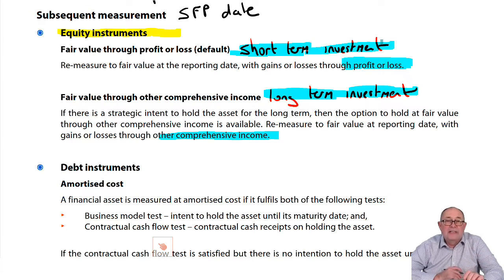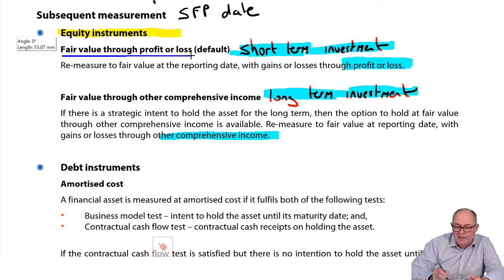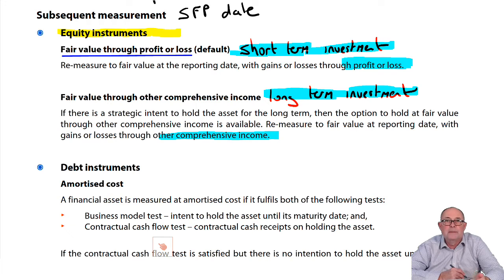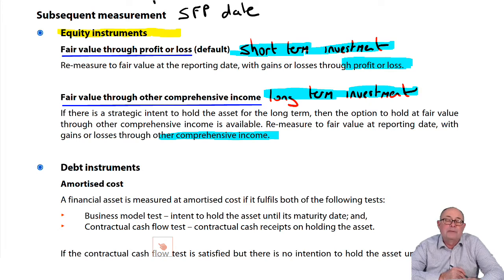Now, something you have to get used to is that in the balance sheet, they're given very strange names. You might say short-term and long-term investment would be a sensible name, but we don't use those names. Instead, short-term investments are called fair value through profit or loss. It's just a name. And long-term investments are called fair value through other comprehensive income. When you buy the shares, you have to make a decision about whether it's short-term or long-term. In the exam, they'll say it's short-term or long-term.